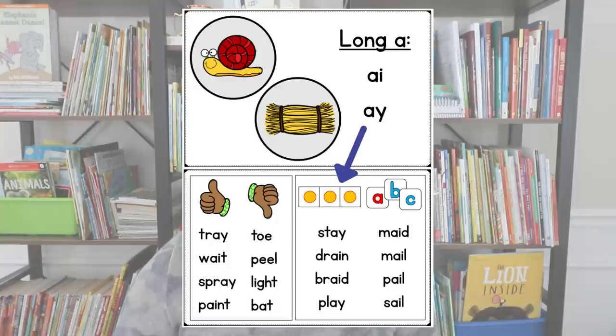The little boxes with the three yellow circles in them is to show you some words that they can build with these patterns. So it just gives you a few examples for you to have them actually go ahead and make with phoneme boxes: stay, drain, braid, and play. And then the little ABC tiles is actually an example word ladder for your students to go ahead and use. So they would start with the word made, and then you would ask them to change the word made to the word male, and then to pale, and then to sail, etc.